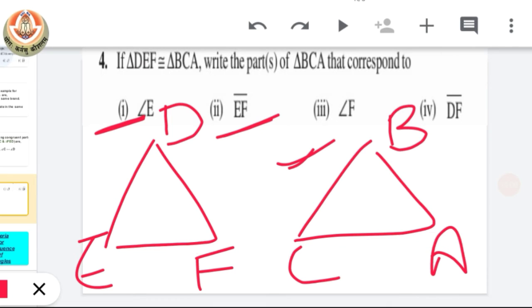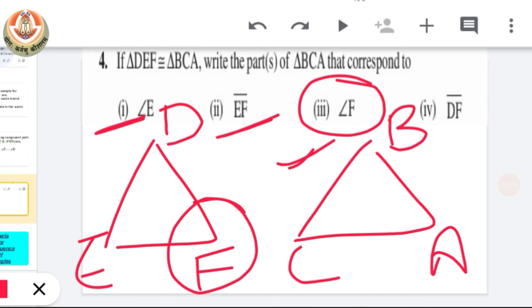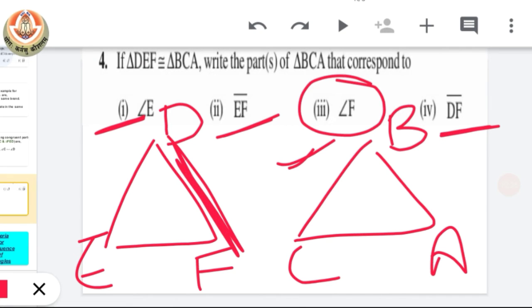Now the next is to find the correspondence of angle F. You can see this is angle F, so angle A corresponds to angle F. And the third is DF. This is our side DF, and you can see here BA is the corresponding side of DF.